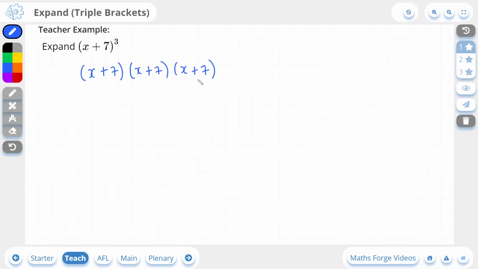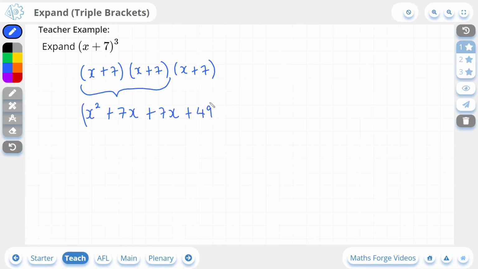Now, how I would personally expand triple brackets is to expand the first two brackets, and then whichever result you get from that, expand it with the third bracket. And this is what it looks like. So we're going to do x multiplied by x, which is x squared, x multiplied by positive 7, which is positive 7x. Then we're going to have positive 7 multiplied by x, which is positive 7x, and positive 7 multiplied by positive 7, which is positive 49.